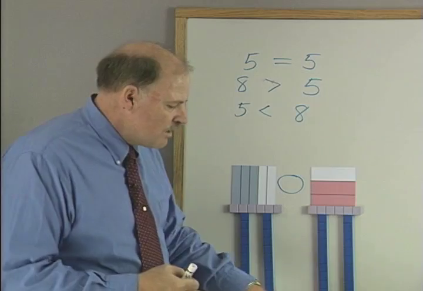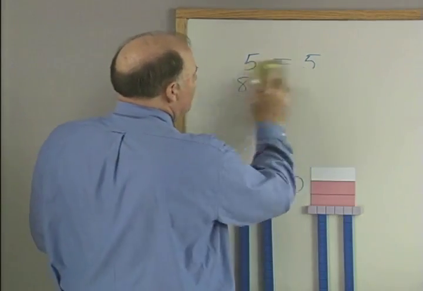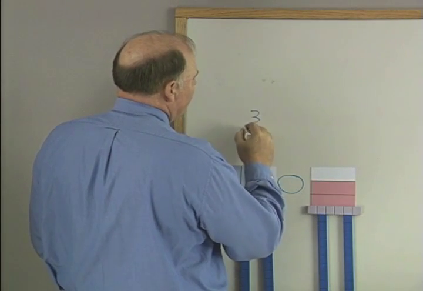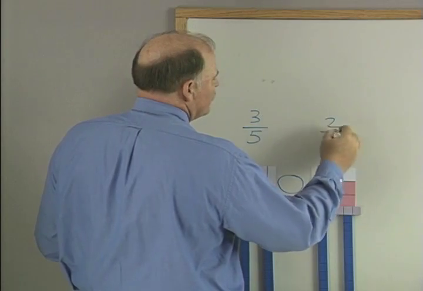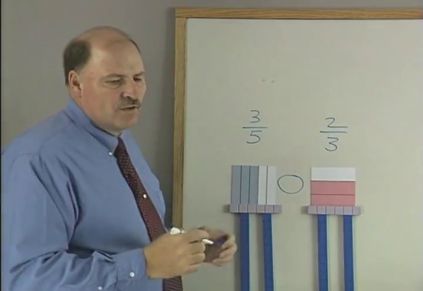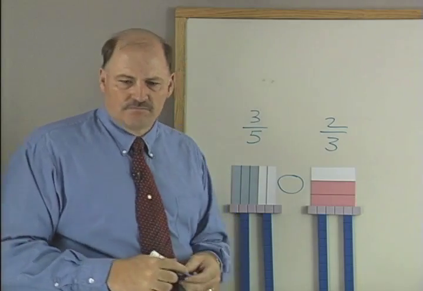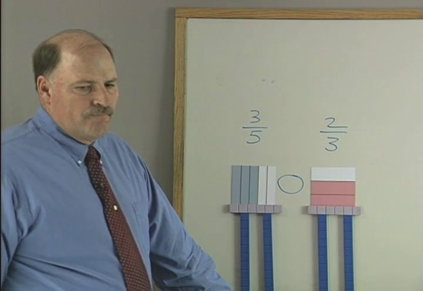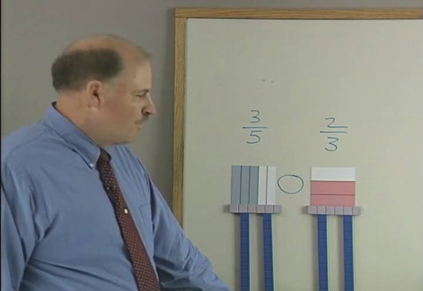Okay? Now, what we often do is we put a circle in between the fractions and say which is larger. So in our example here we have 3/5 and we have 2/3. Estimate. Just look at those. Which one do you think is larger? You think the 3/5 or the 2/3?